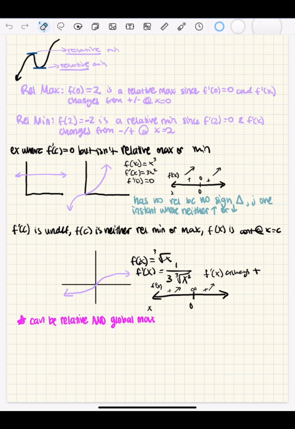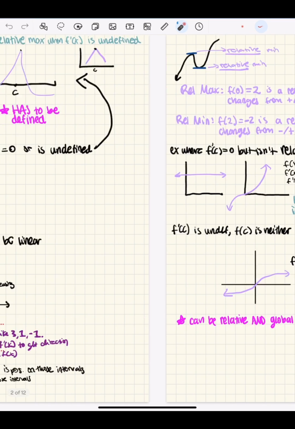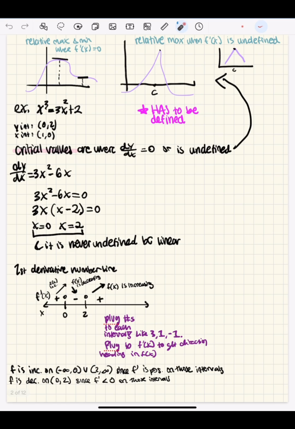And here you have to write it like this. You're going to write f of 0 is 2 is a relative max, since f prime of 0 is 0, really important, like I said, that this top point exists, and because f prime of x changes from positive to negative at x equals 0. Similarly, for f of 2, you would plug in, you get negative 2. It's a relative minimum since f prime of 2 equals 0, and since f prime of x changes from negative to positive at x equals 2. So that is the idea of the three things that you get out of these critical values and using the first derivative.